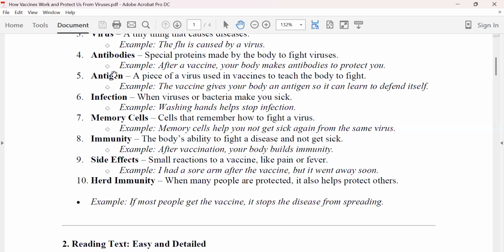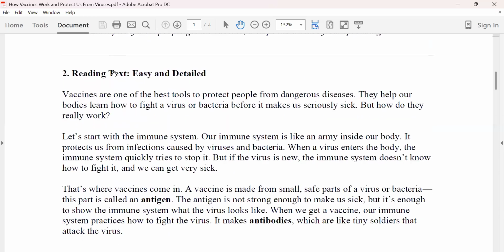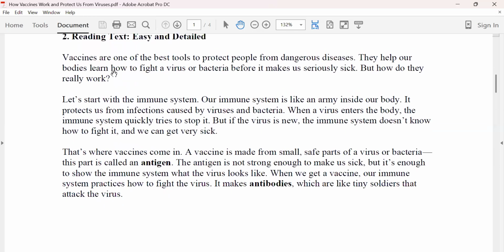Okay, we can go to the reading part. Who wants to go first? May, you can read first. Just one paragraph at a time. Sharing, reading. Reading text, easy and detailed.